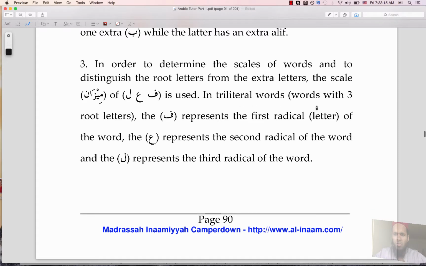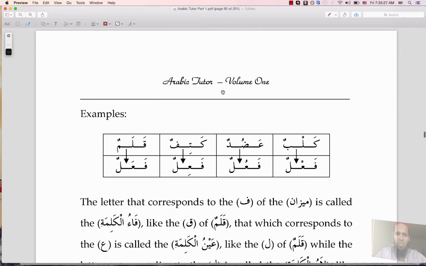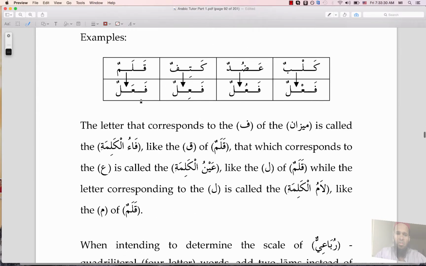In trilateral or sulasi words, the fa represents the first radical. Okay, we got that. So fa'ala: fa is the first radical, ayn is the second radical and lam is the third radical. We're always going to try to base it with fa'ala because that's the most common scale. So fa'ala, qalama, katifun, fa'ilun, adudun will come fa'ulun, kalbun will come from fa'lun.